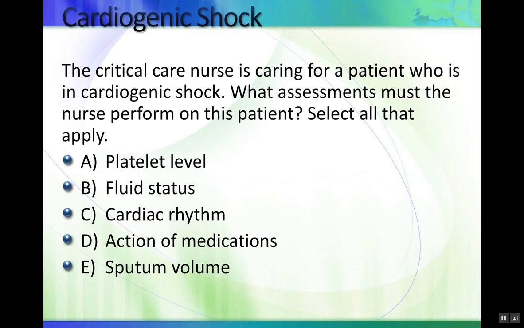So your critical care nurse is caring for a patient who is in cardiogenic shock. What assessments must the nurse perform on this patient? So what are your priority assessments for this patient? Your initial assessments that are going to be really the big ones are B, C, and D. Your cardiac rhythm, your fluid status, and the action of the medications.